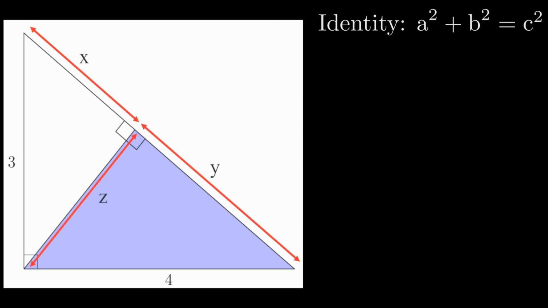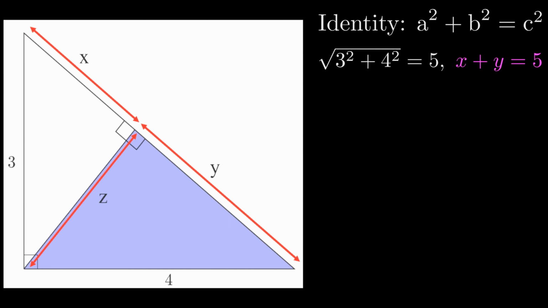This allows us to solve for the hypotenuse of the larger triangle. And notice, the hypotenuse of the larger triangle is also equal to x plus y. So if we take the square root of both sides of our identity and plug in 3 for a and 4 for b, we get the square root of 3 squared plus 4 squared is equal to 5. And we know that this is equal to the hypotenuse, and we know that the hypotenuse is equal to x plus y. So we get our first equation.